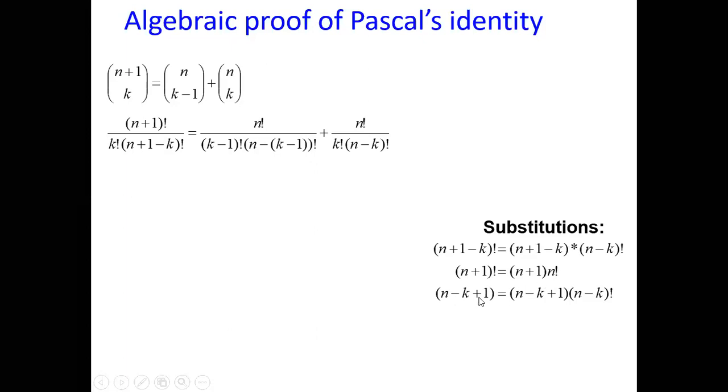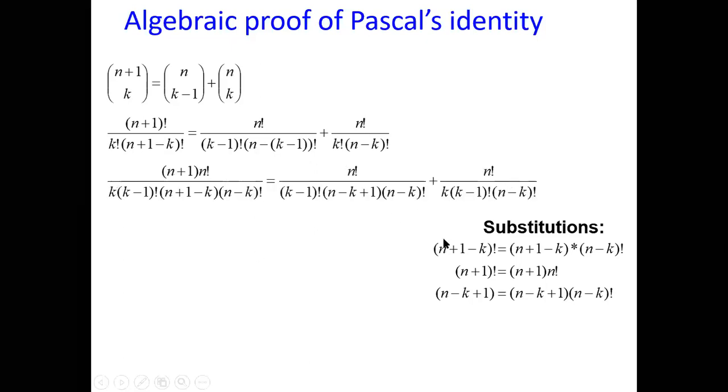Also here, n minus k plus 1 factorial equals n minus k plus 1 times n minus k factorial. So we replace this to get this equation. We replace n plus 1 minus k by this term and this by this term, to conclude that we can divide by n factorial.